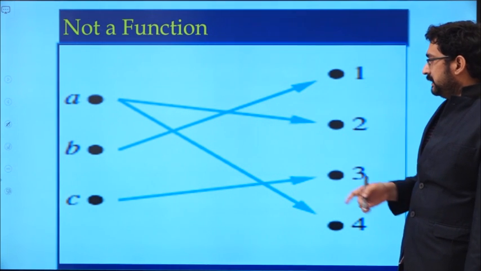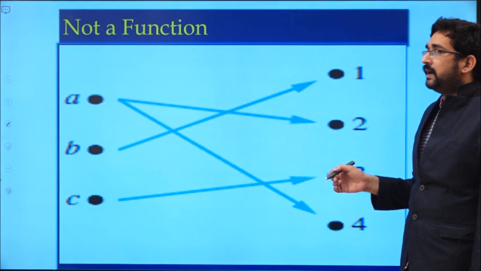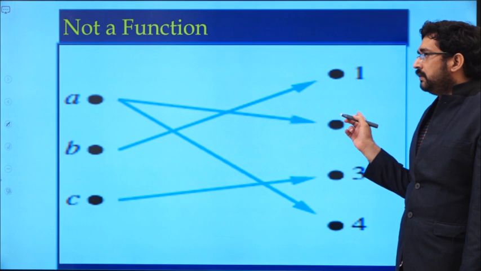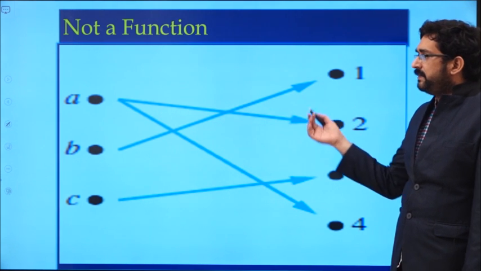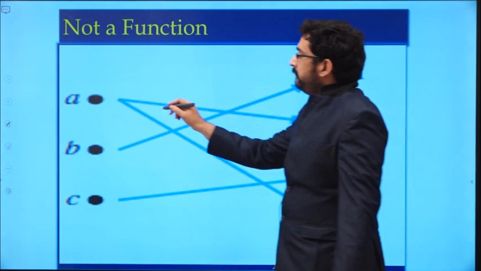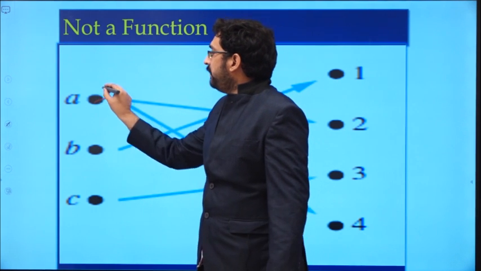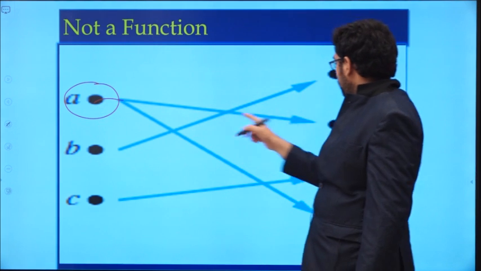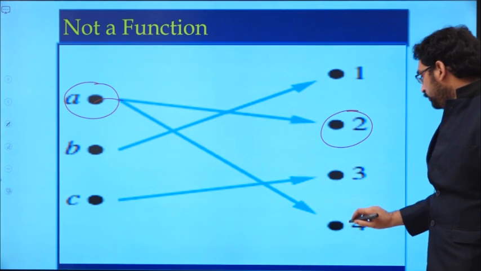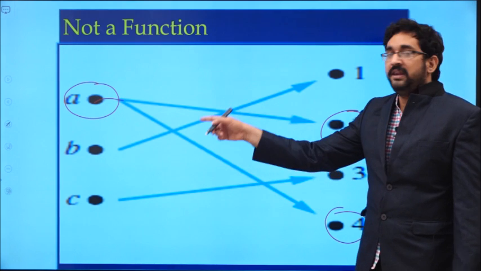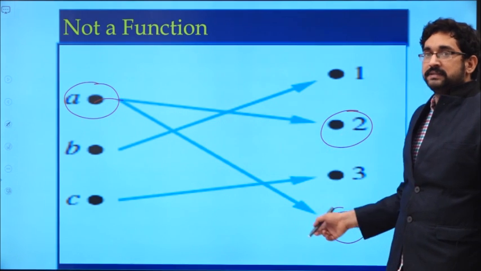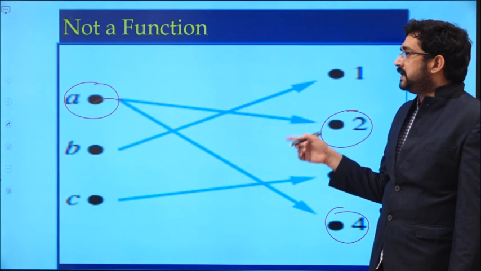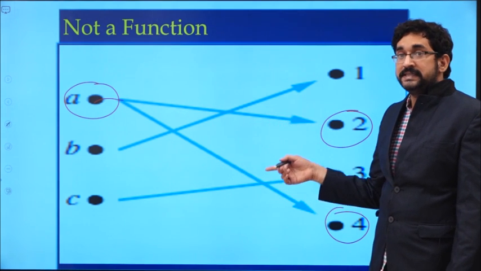So this mapping itself is not a function, because we know that a function means from one element we should map to one element. One element may have a mapping from more than one element, but from one element we should not map to more than one element. But in this example, from A we have a mapping to 2 and 4. From one element it is mapped to two elements, which is not permitted. So because of this reason we can say that the given mapping is not a function.